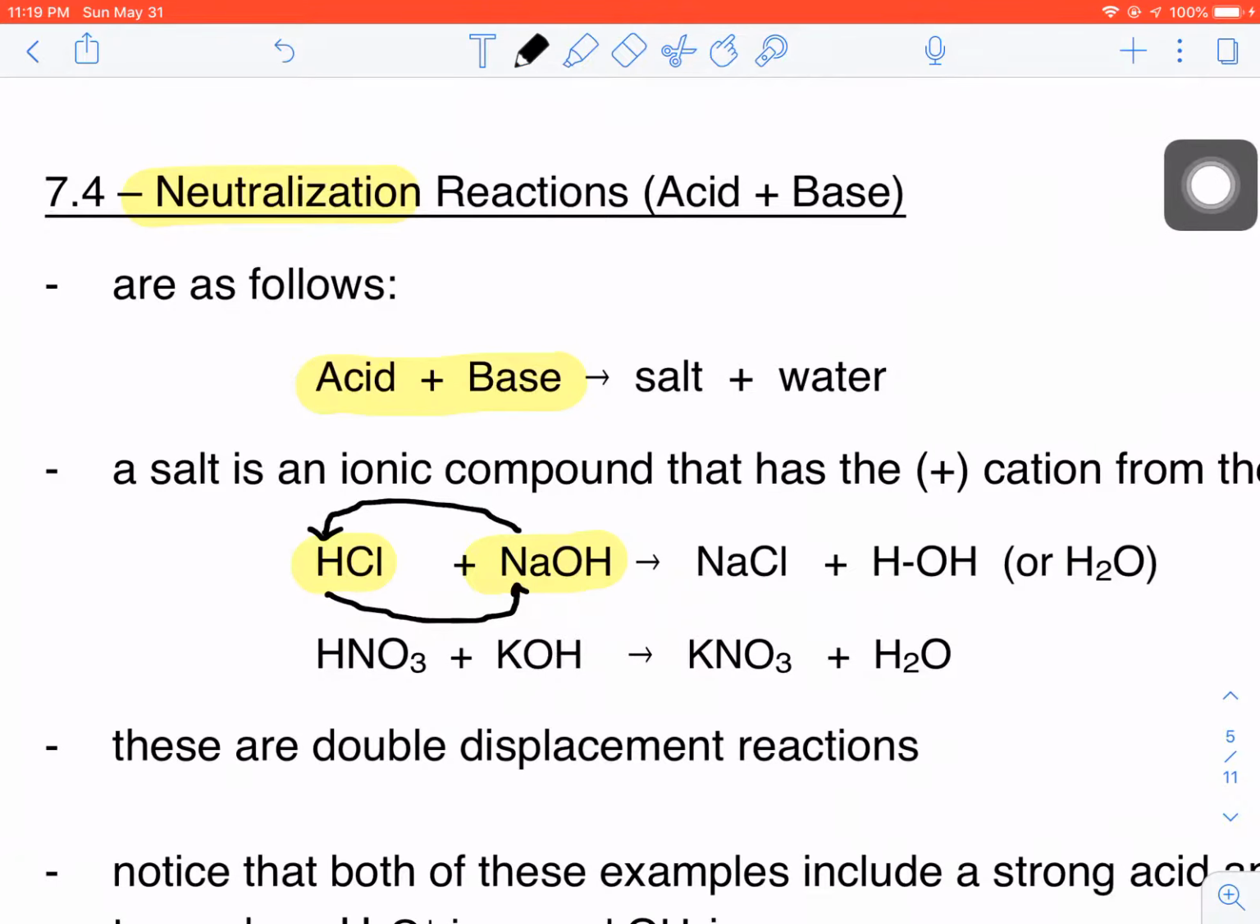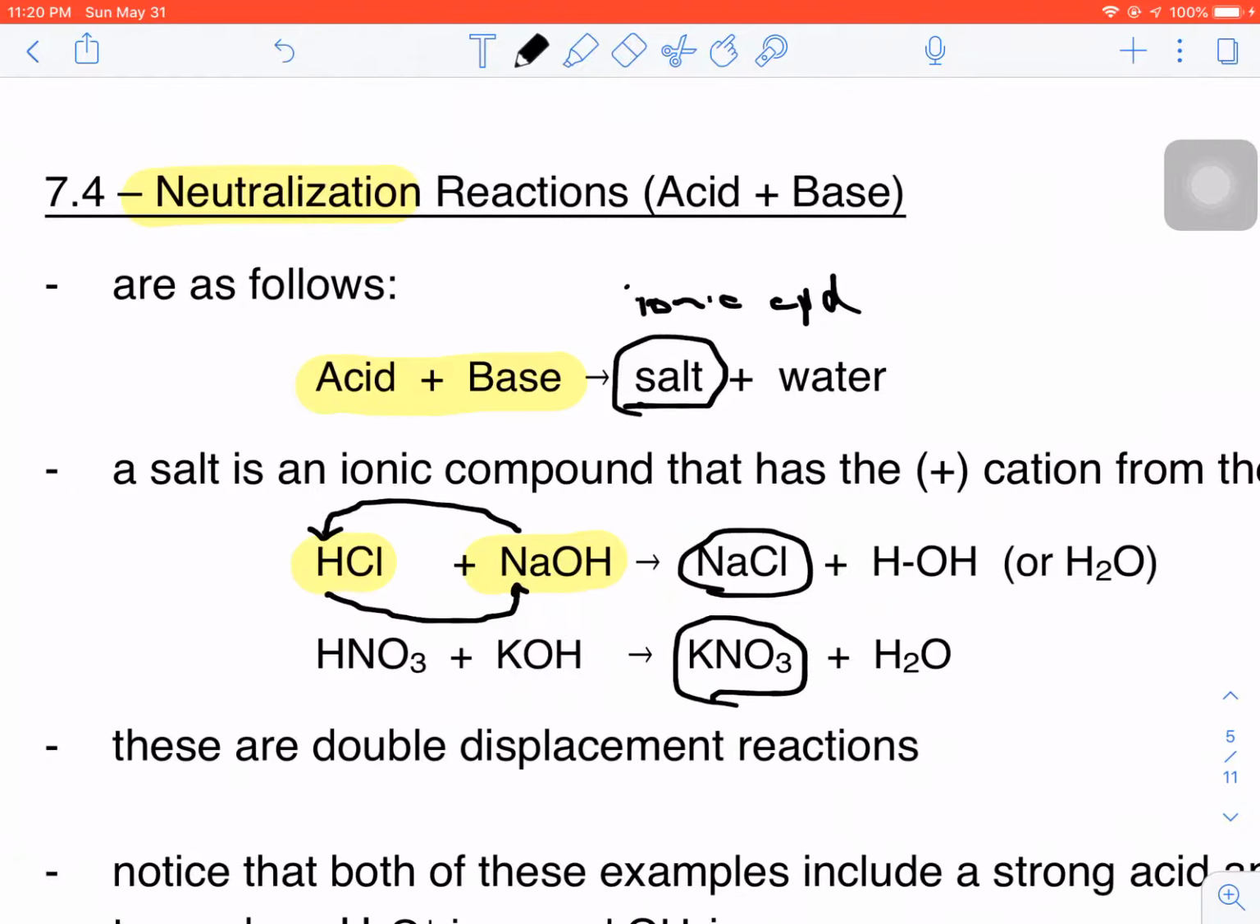In chemistry, we use this word salt to represent not table salt, but any ionic compound. Right? That's what our definition is for a salt. So there's a salt there. That just happens to be table salt. This is a salt too. You don't want to put that in your mouth, right? That would be bad. It's potassium nitrate.